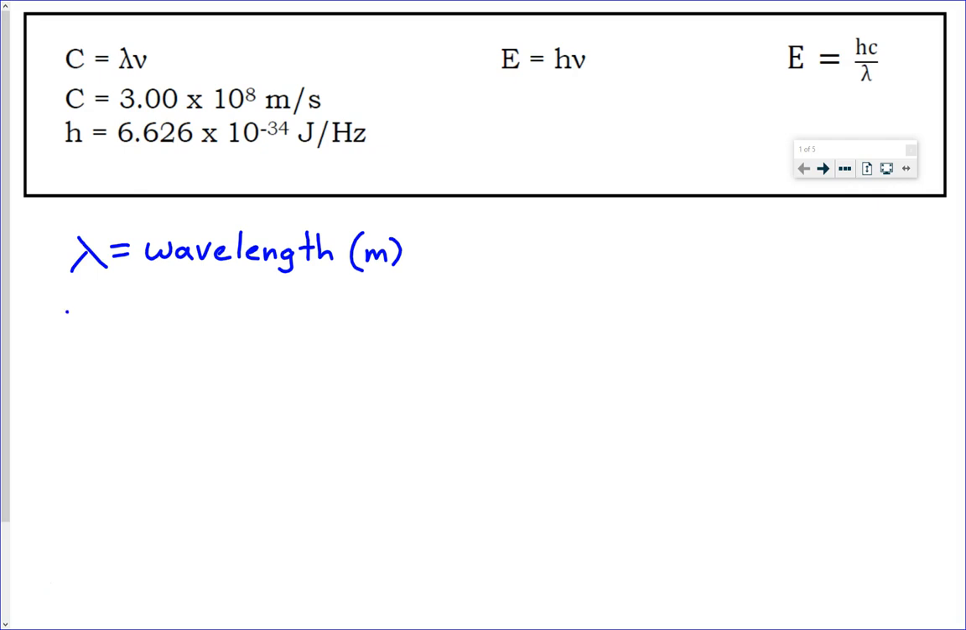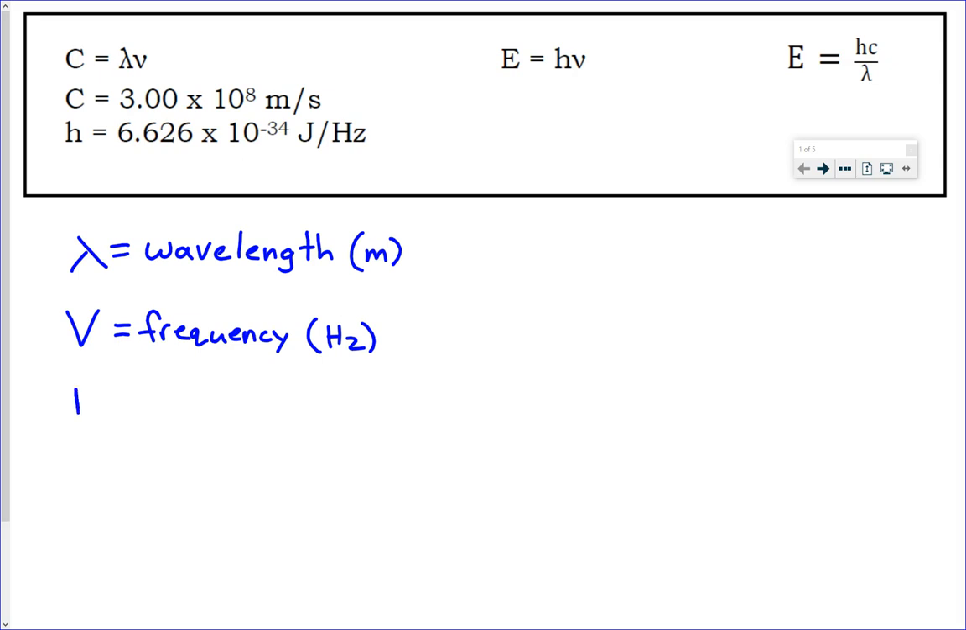The next one I'm going to talk about is the letter nu. It looks like a V, but it's the Greek letter nu. This is the frequency. Frequency is the number of times something happens each second. It's measured in hertz. 1 hertz means 1 time per second, or 100 hertz would mean 100 times per second.